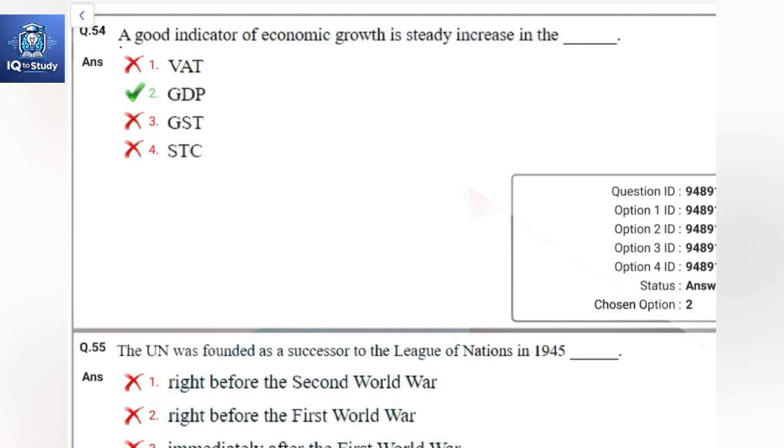A good indicator of economic growth is a steady increase in the GDP. It is the standard measure of the value added created through the production of goods and services.